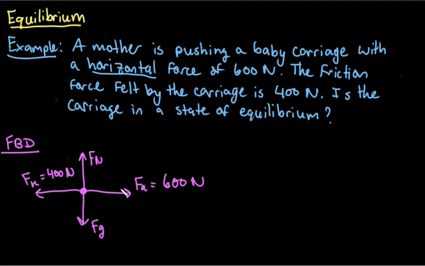So let's go ahead and evaluate: is this carriage in a state of equilibrium? Notice how we weren't given any information about the gravitational or the normal forces. This is because it is assumed that we are walking on a flat surface and that there's no movement happening in the vertical. Since there's no movement happening in the vertical, then we know that it is in static equilibrium in the y-axis.